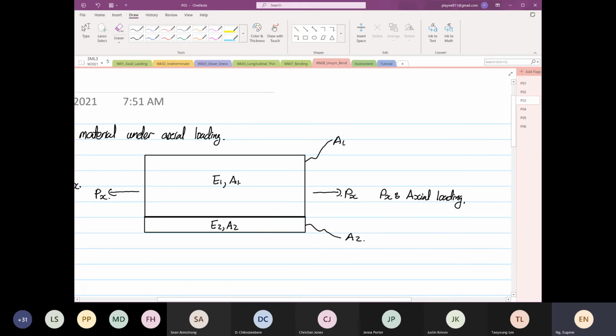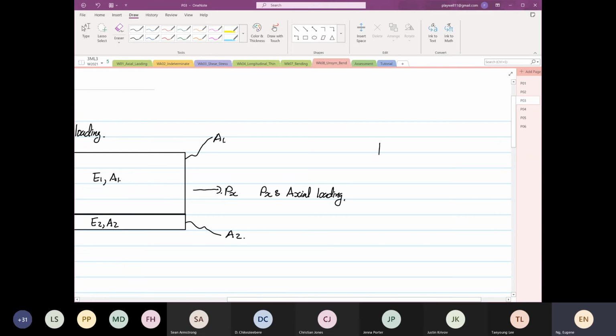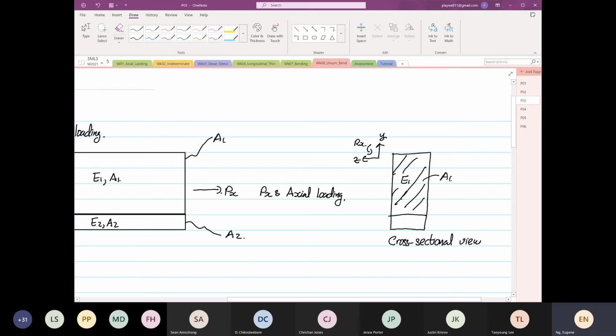Okay, so if we were to view in this way, this is now my Y. This is a cross-sectional view now. So this is rotation in the X. This is the cross-sectional view. So this is E1, this area over here is your A1. Over here is E2, this is area of 2. So you can see that now.